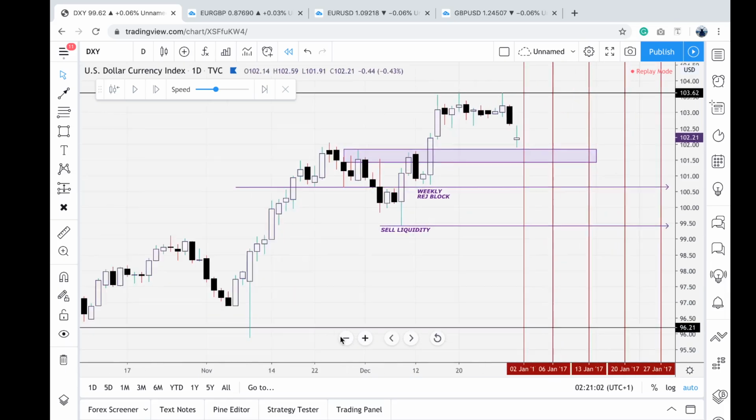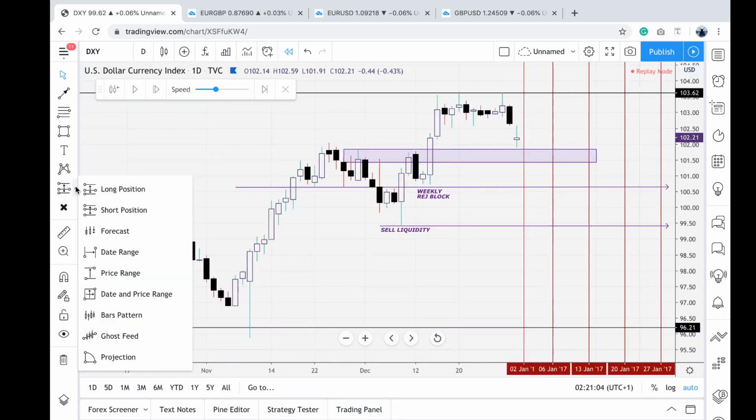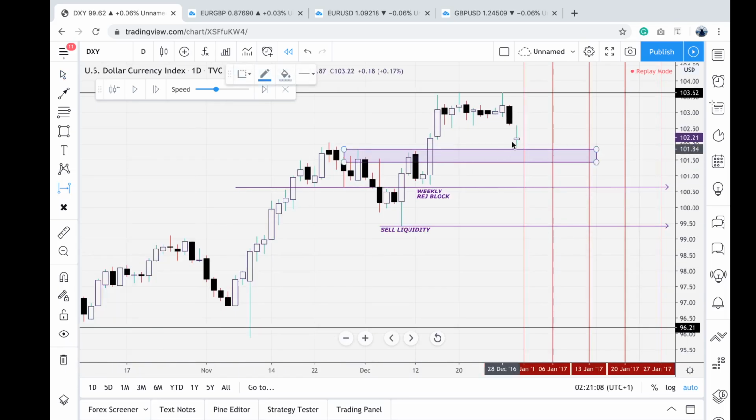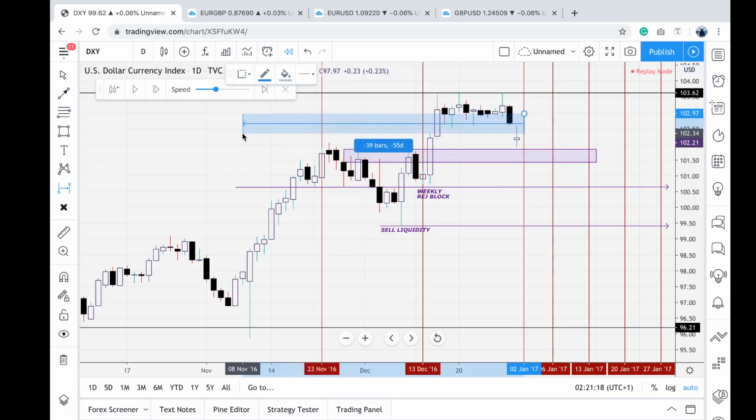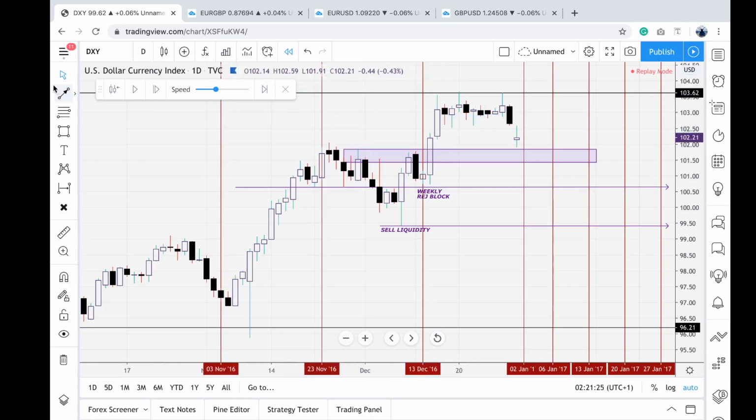So what I'm basically going to do is get a range. I'm going to bring a date range from the 2nd of January, and then we'll extend this out. This is our 20-day IPDA, right? 40-day IPDA and 60-day IPDA.